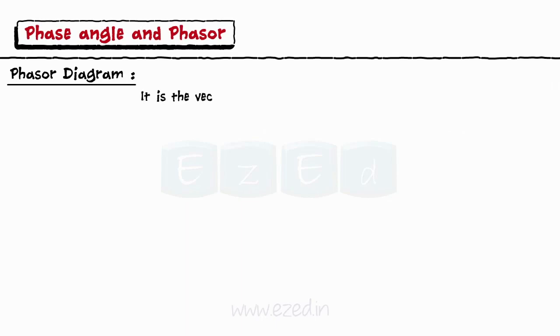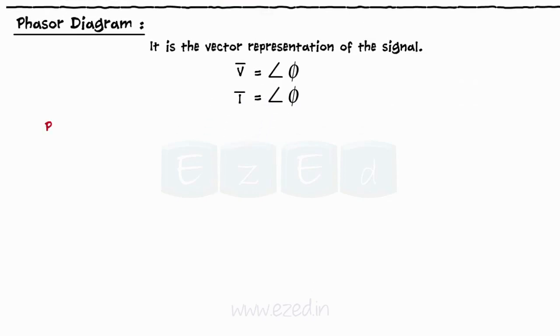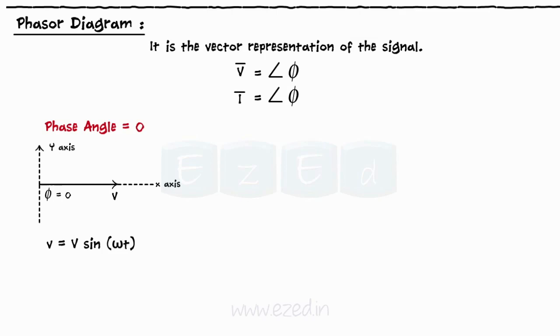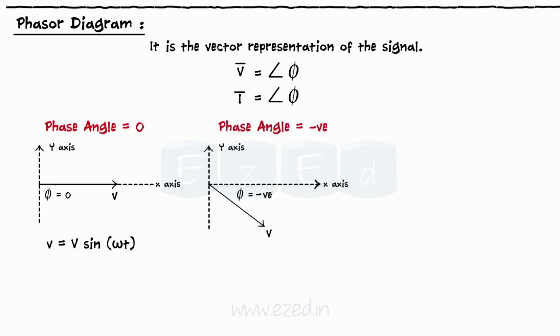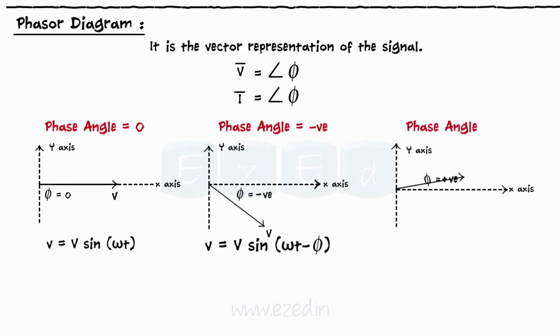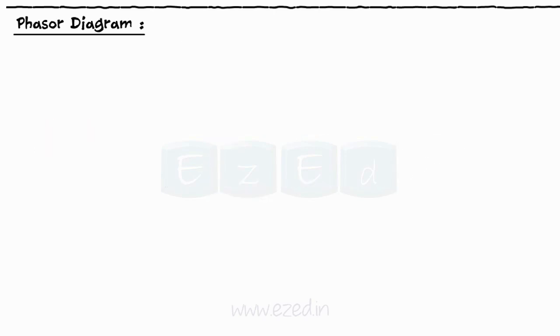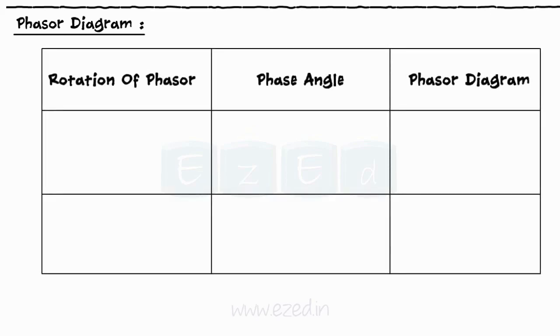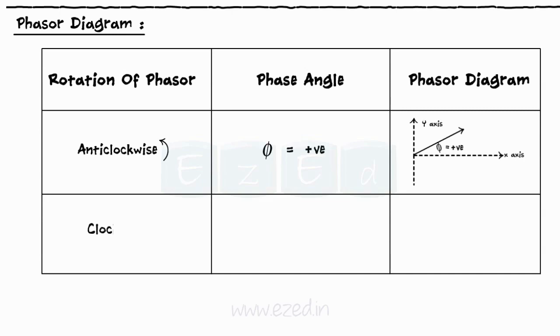The phasor diagram is the vector representation of the signal. It is plotted with respect to the x-axis, taking the magnitude and the phase angle. Thus, when phase angle equals 0, the phasor of the signal becomes parallel to the x-axis. When phase angle is negative, the phasor is drawn below the x-axis at an angle equal to minus phi. And when the phase angle is positive, the phasor is drawn above the x-axis at an angle plus phi. From this, we can conclude that if the direction of rotation of the phasor is anti-clockwise, the phase angle is positive, and if the phasor rotates in the clockwise direction, the phase angle is negative.